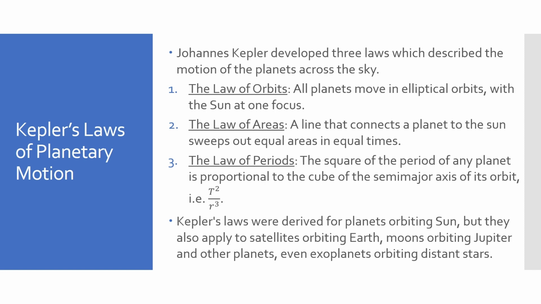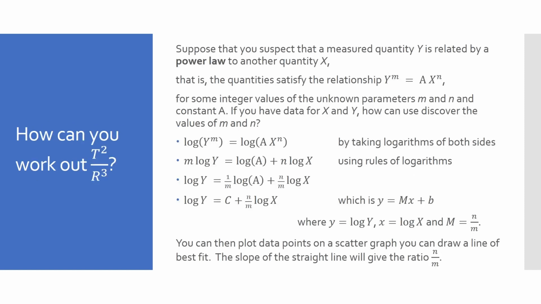Kepler's laws were derived for planets orbiting the Sun, but they also apply to satellites orbiting the Earth, or moons orbiting Jupiter, and any other planets, including exoplanets orbiting distant stars. So how can you work out T squared on R cubed? How did Kepler do it?